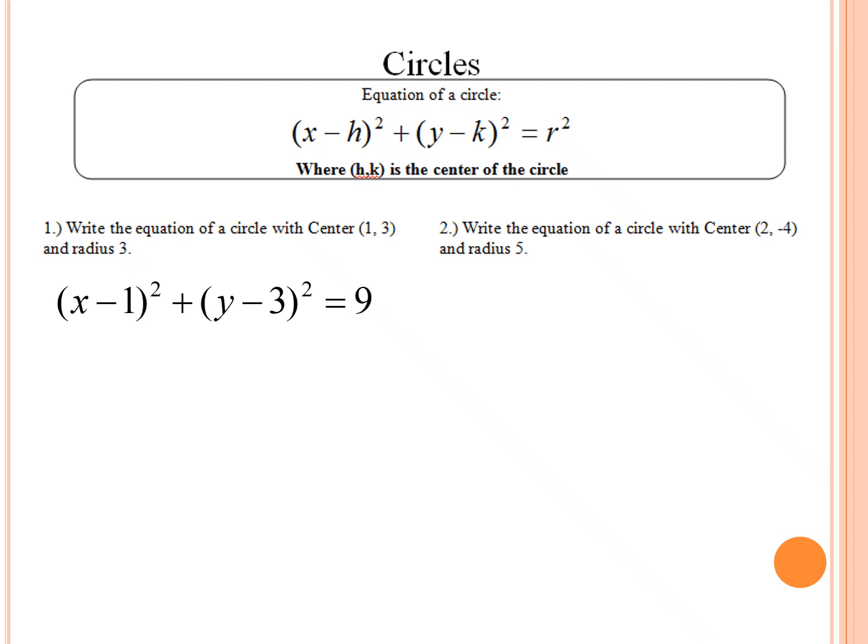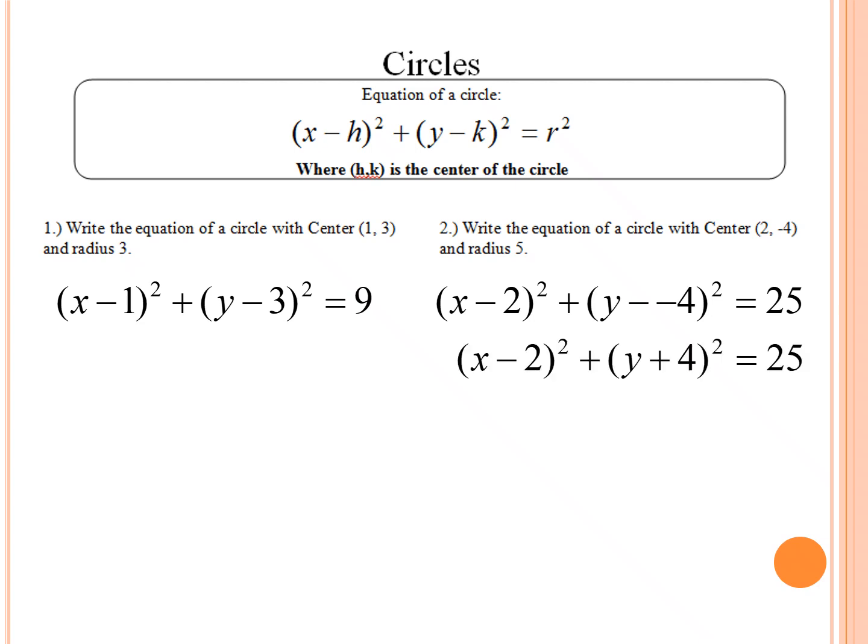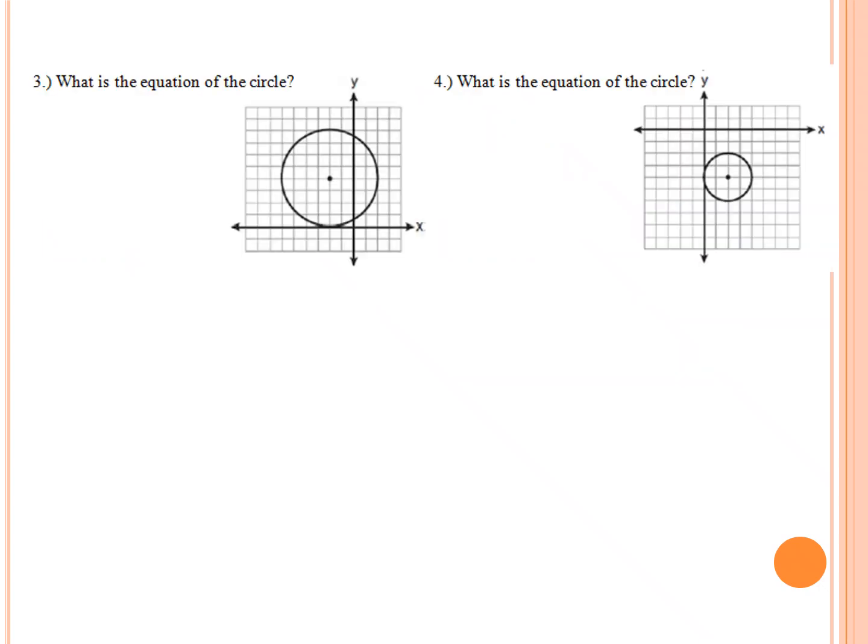For the second one, you're going to do the same exact thing as you did for the first one, but notice that there is a negative 4 there. So when you write out the equation, you're going to see x minus 2 squared plus y minus a negative 4 squared equals 25, which we all know just turns into a positive, giving that answer right there.